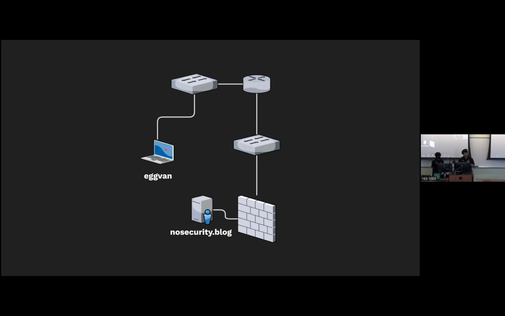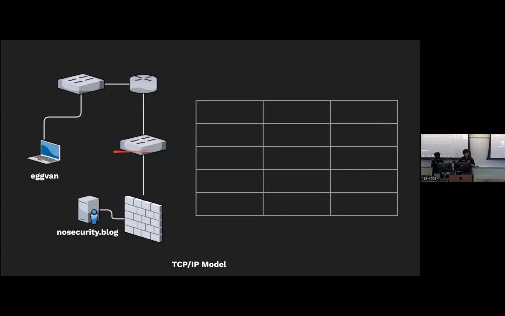But the TCP/IP model is going to let us further understand what is happening within the network in regards to the action, purpose, and activity of this topology. So Eggvan is trying to get in touch with this NoSecurity.blog web server.